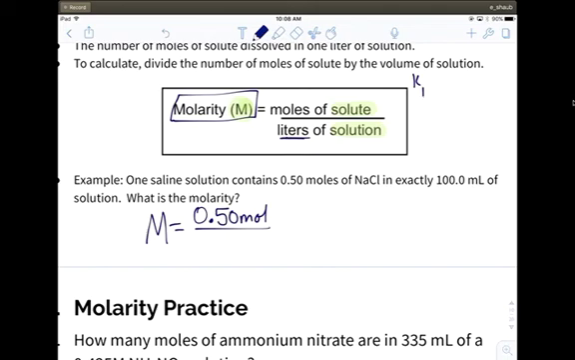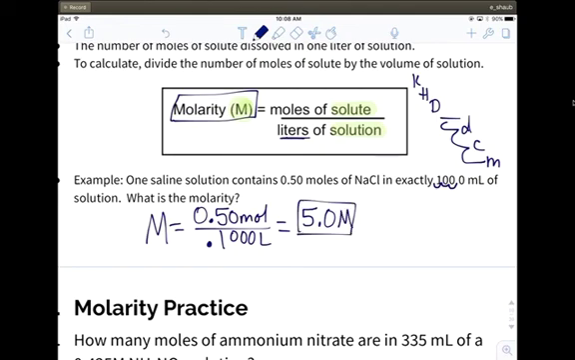the stair step, base, drinking chocolate milk. If I have milliliters and I want to get up to the base unit, I move it 3 to the left, which means that's equivalent to 0.1000 liters. Okay, so if I just take 0.5 divided by 0.1, that means that I have a 5.0 molar sodium chloride solution. Now, what happens if instead of 100 milliliters, I put it in 200 milliliters of solution?